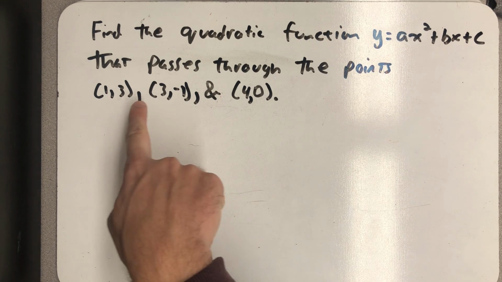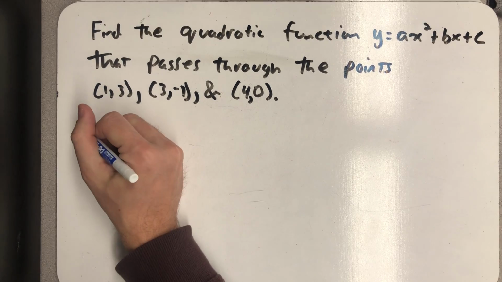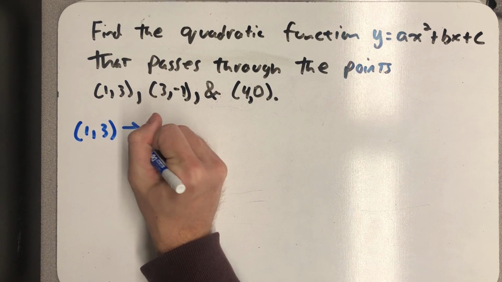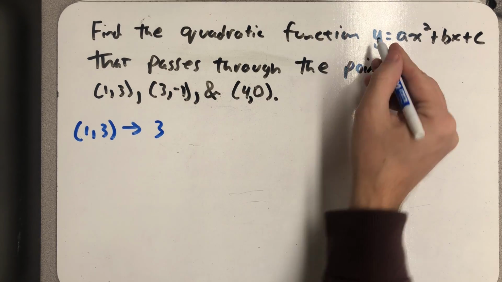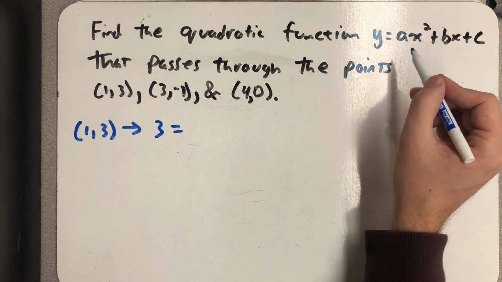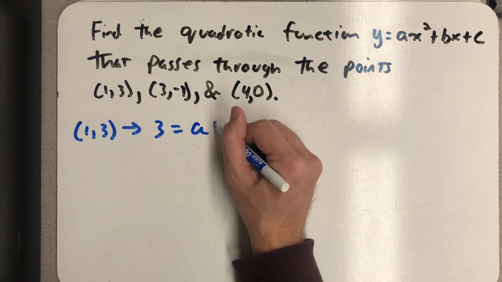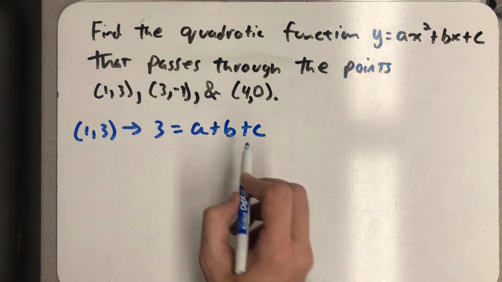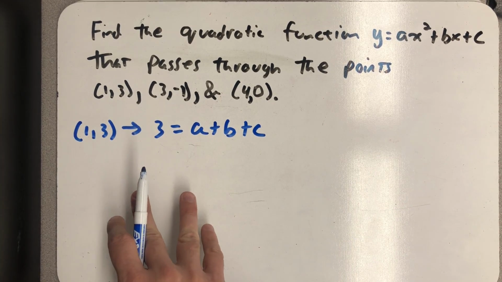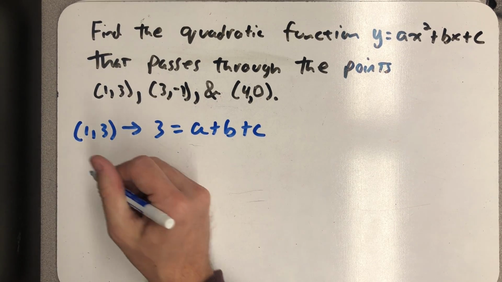So what we're going to do is use each point to set up an equation that has a, b, and c in it, and then we're going to solve that system. If I think about it, the point 1, 3 is on the graph. What that tells me is that when x is 1, y is 3, so 3 equals, and now I'll plug 1 in for x. So 1 squared is 1 times a is just a, b times 1 is b, and then plus c. So the point 1, 3 being on the graph tells me that a plus b plus c must be 3.